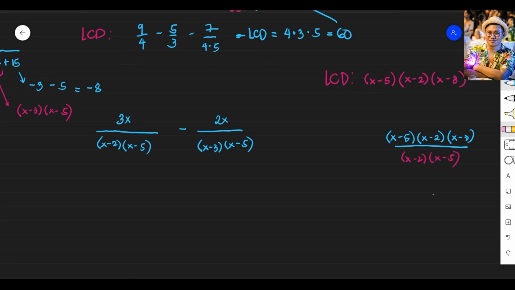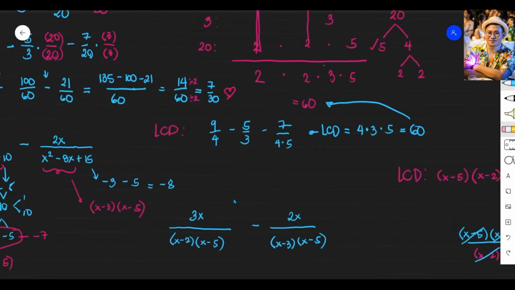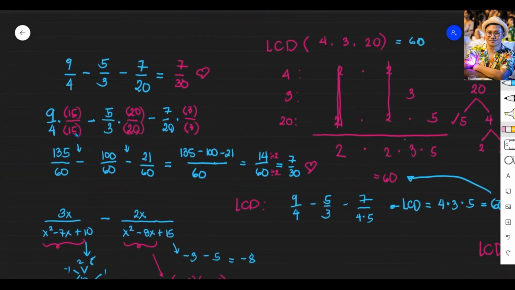Makakancel tawag mga terms aning x minus 2 and x minus 5. So technically guys, ang mabilin is x minus 3. Whatever the result is, gamita na siya to multiply the numerator of the first term and the denominator of the second term. So similar concept siya ani. Ang resulta after dividing 60 by 4, gigamit siya to be multiplied to the numerator of the first term and the denominator of the second term.